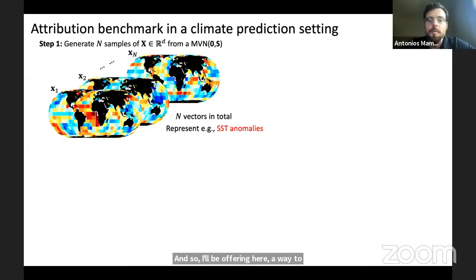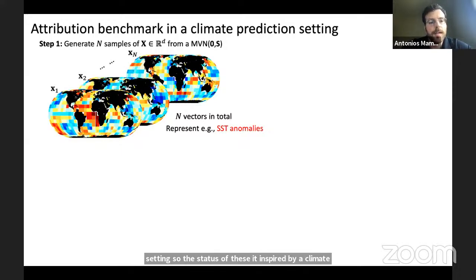And this way is by using attribution benchmarks. Now, attribution benchmarks are essentially synthetic data sets, which consist of a synthetic input and a synthetic output, where the explanation, the attribution of the output to the input, is already known. So these data sets are designed in a way that we know already the explanation. I'm providing here results for a climate prediction setting. So this data set is inspired by a climate prediction setting.